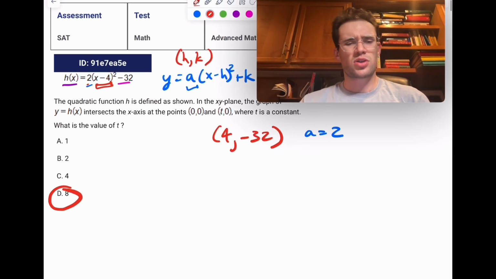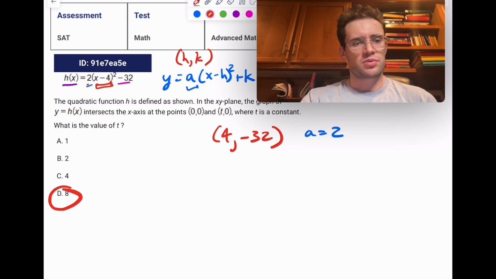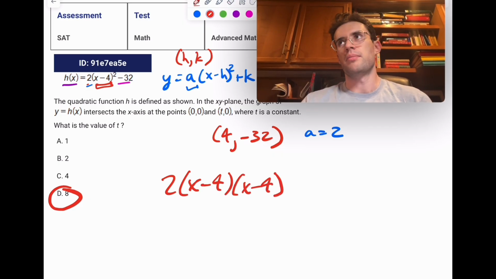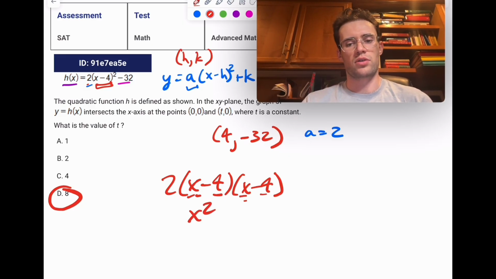I'll quickly show how you could do this algebraically. I think it's an important skill. So you first would multiply x minus 4 times x minus 4. Foil that out if you don't know how to do it in your head. But x squared minus 8x plus 16. You do x times x, then negative 4 times x, and then negative 4 times negative 4 gives you the positive 16. So we get negative 8x.